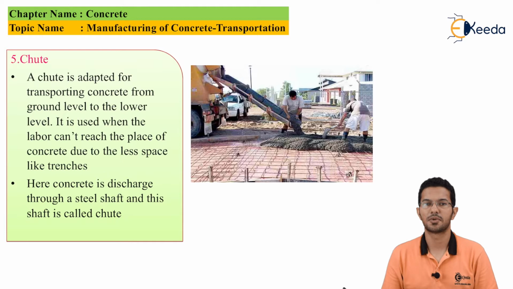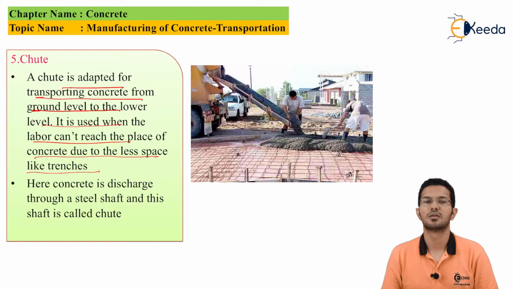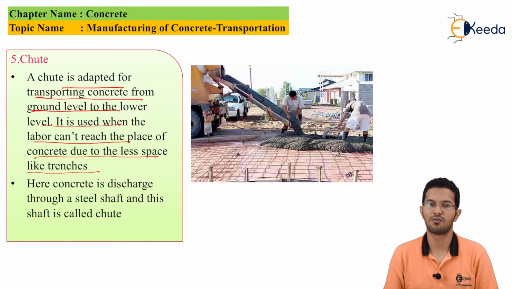A chute is adapted for transporting concrete from ground level to a lower level. It is used when the labor can't reach the place of concrete due to less space, like trenches. The surface should have some slope, not flatter than 1 vertical to 2.5 horizontal. Concrete may get slightly compact mass without any separation or segregation. Free fall of concrete over a height of 2 meters should be avoided.